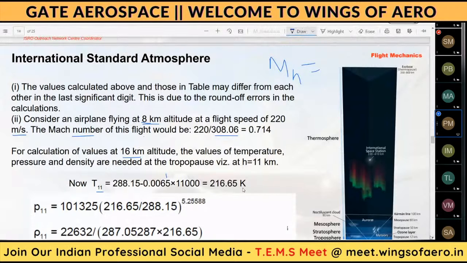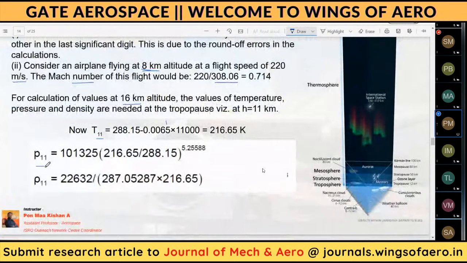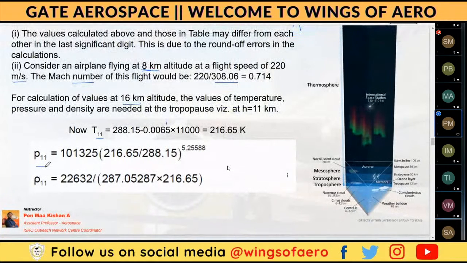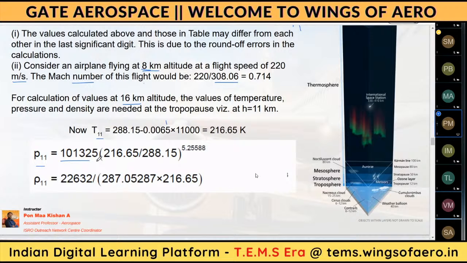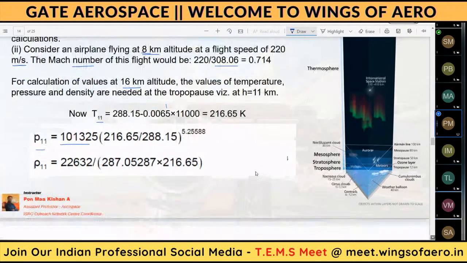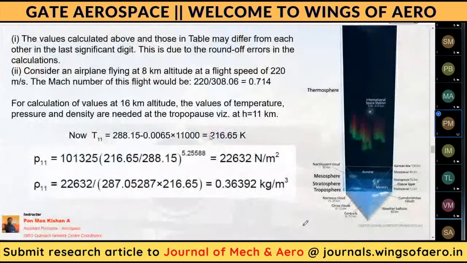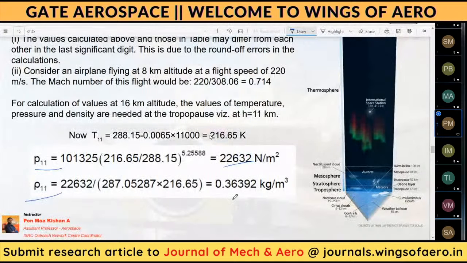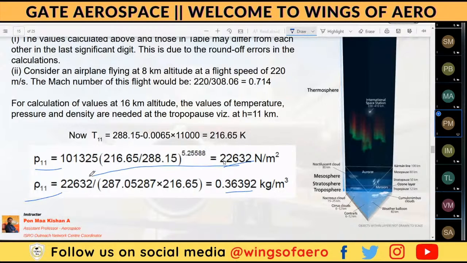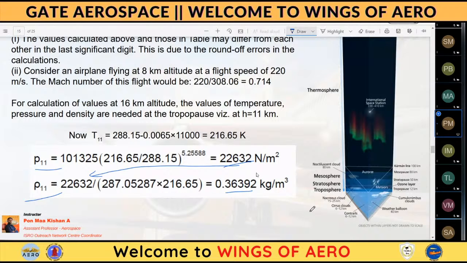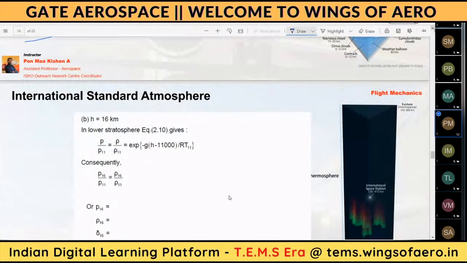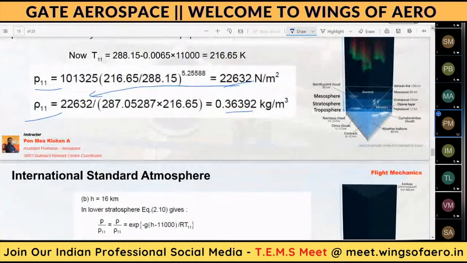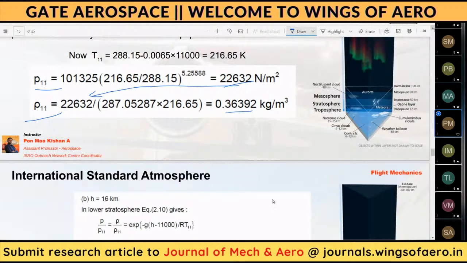Okay. So correspondingly, the pressure at 11 kilometer will be calculated. We already know the pressure at sea level, right? So substituting that value, we can easily calculate the pressure at 11 kilometer, and the corresponding density at 11 kilometer can also be calculated. So what about the pressure ratio and density ratio? Kindly calculate the pressure ratio and density ratio.